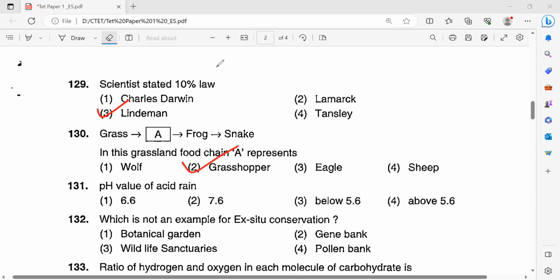So option 2, gene bank, is the right answer here.